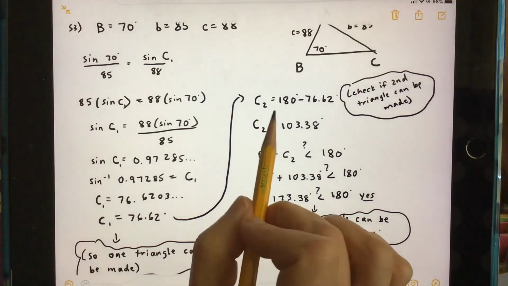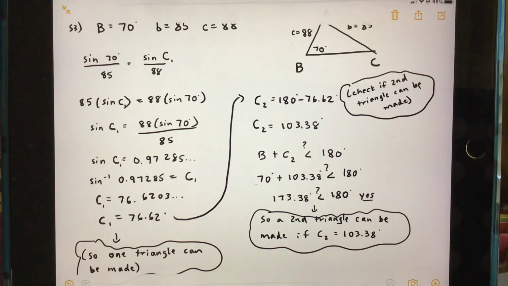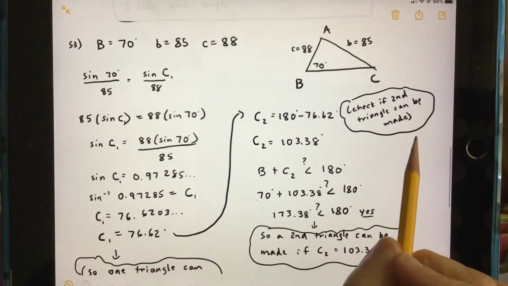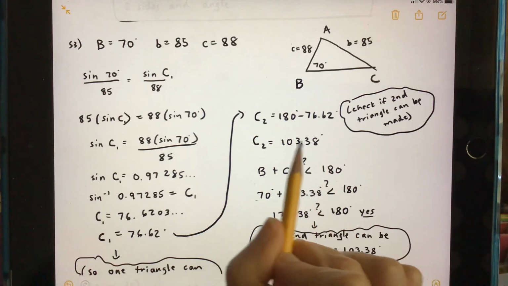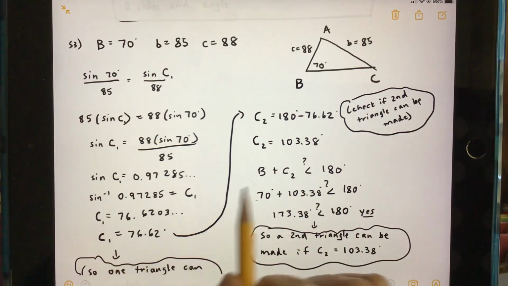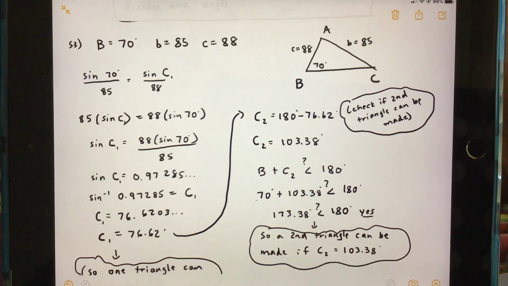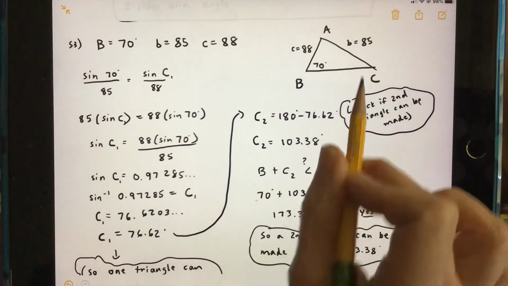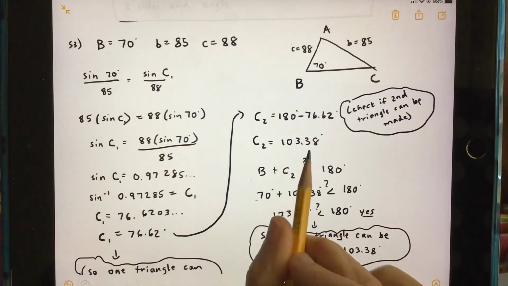To find the supplement, it's 180 minus 76.62, because remember supplementary angles are angles that add to 180. So here we're going to go ahead and check. Could a second triangle be made? So remember that these two angles, our C1 and our C2, would have the same sine value. That's why it's possible there is another angle that works. Okay, so we're going to check and see, could this C2 angle here also be 103.38 degrees?